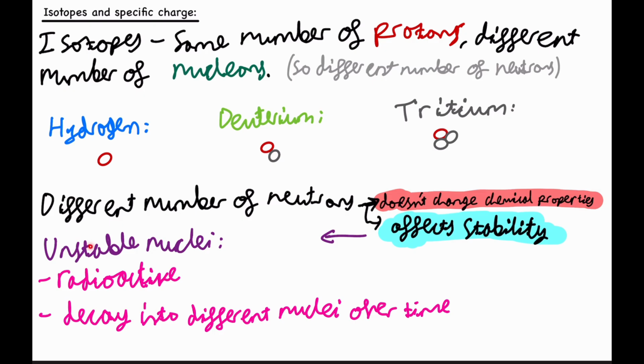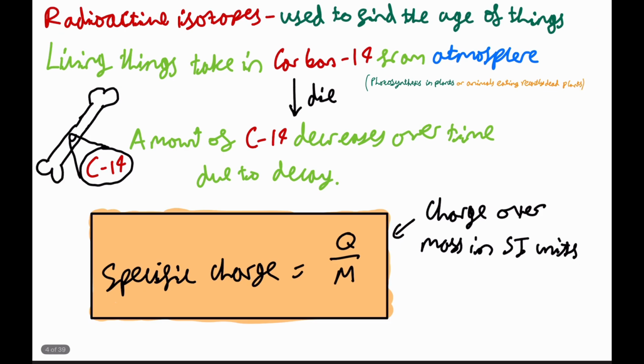An unstable nucleus is basically one that is radioactive, and they usually decay into different nuclei over time, which are more stable. So it tries to become more stable by decaying. And radioactive isotopes are very useful for finding the age of things.